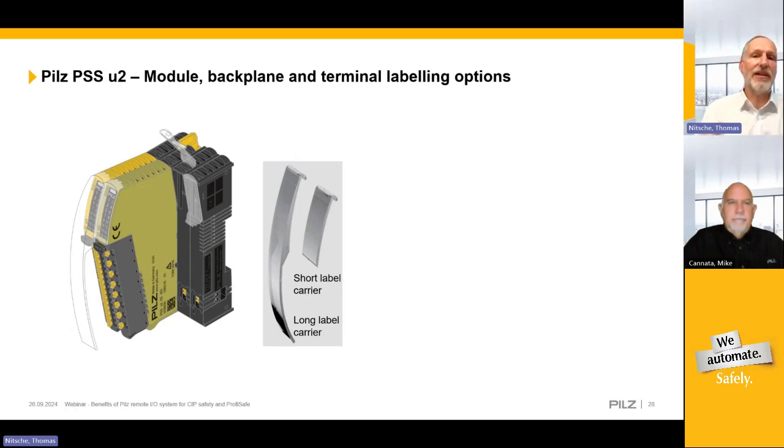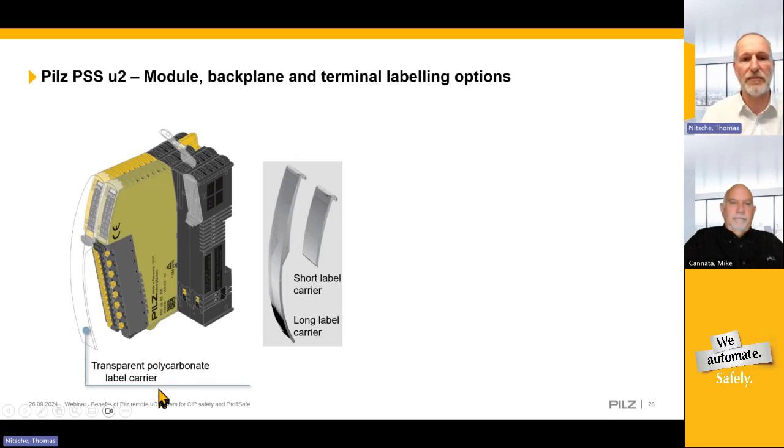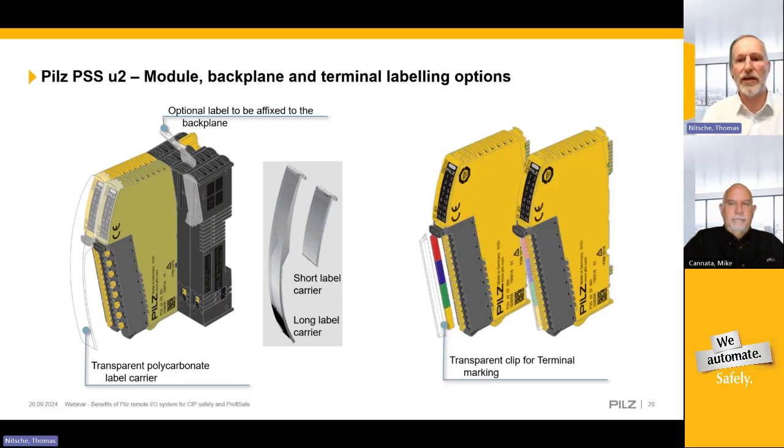Then you obviously have labeling options, so you can use a transparent polycarbonate label carrier here, or you could even use optional label carriers on the backplane. You can also use transparent clips with colored markers. For instance, as I mentioned, if you want to do this structured cabling, to mark blocks of what you're doing in the inputs, if you have, for instance, a conveyor belt, you mark it blue or whatever color you like.